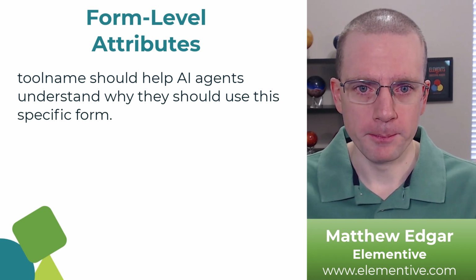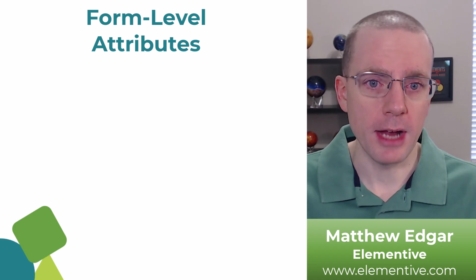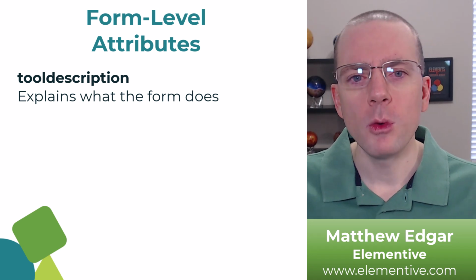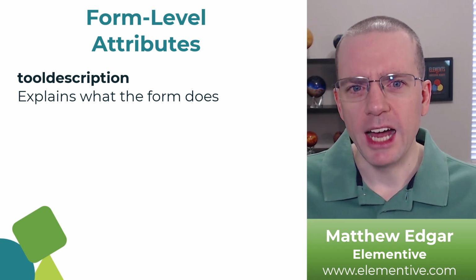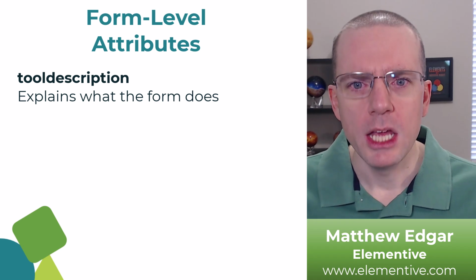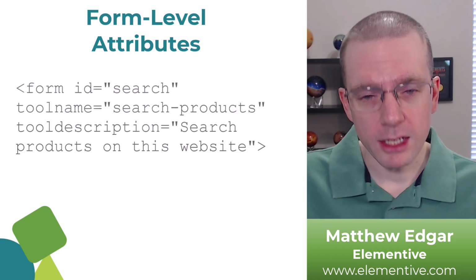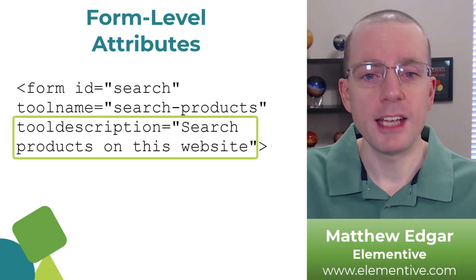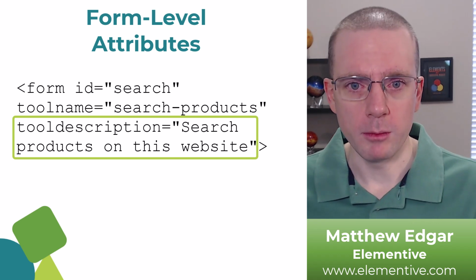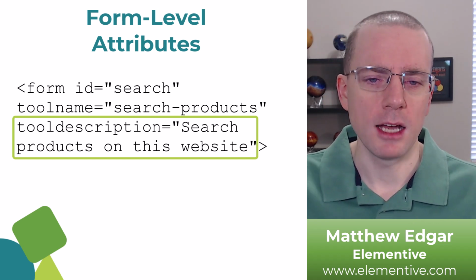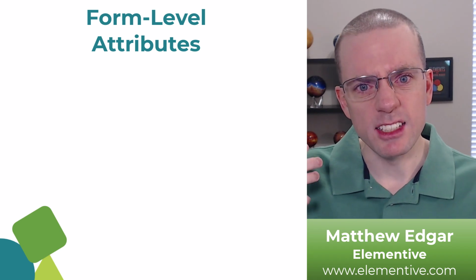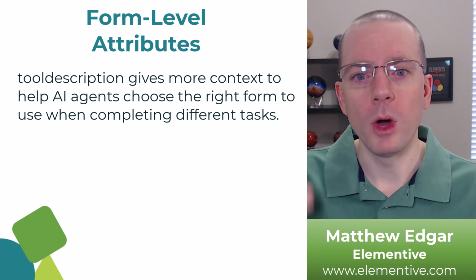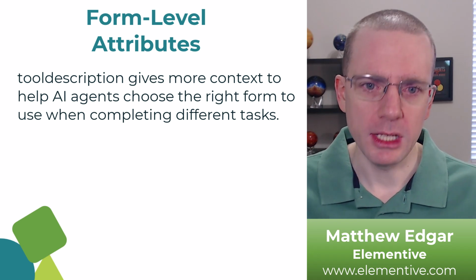You want to find something short, descriptive, that really helps AI agents quickly understand why they may want to use this particular form. To help AI agents further, we have another attribute called tool description. So tool description is a short explanation of what the form does. This should really provide more context than the name alone. So if we have a form called search products, then the description might be search products available on this website. Or if we have contact form as the name, then the tool description might be submit a request to contact customer support. Again, the idea is to help AI agents really clearly understand why they would use this particular form, what kinds of tasks it could help complete.